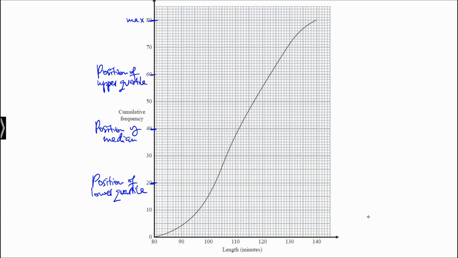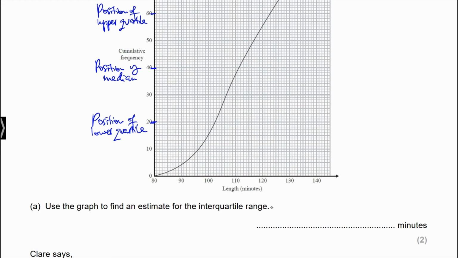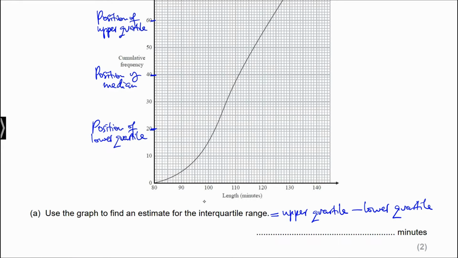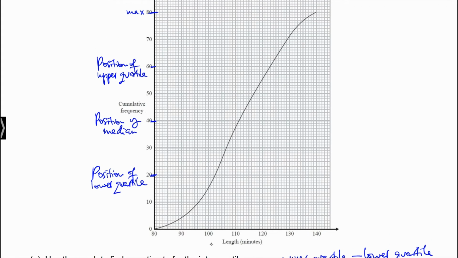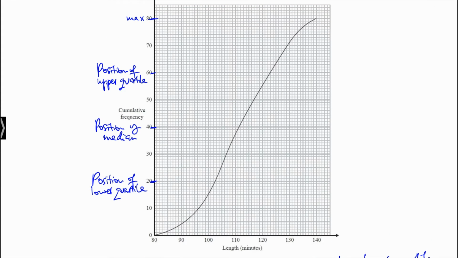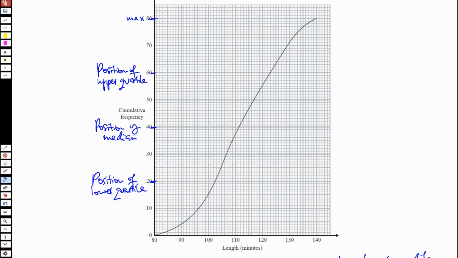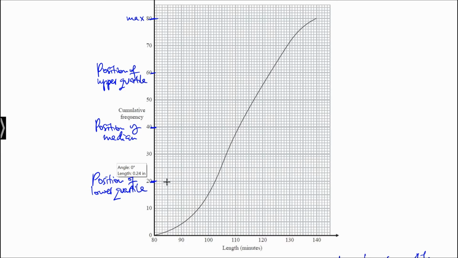Now, what we want is the interquartile range. Now, interquartile range is upper quartile minus lower quartile. So we need to find the upper quartile and the lower quartile. These are just the positions. So to find the upper quartile and lower quartile, you have to grab your ruler, and then using your ruler, you draw a horizontal line to estimate the lower quartile.